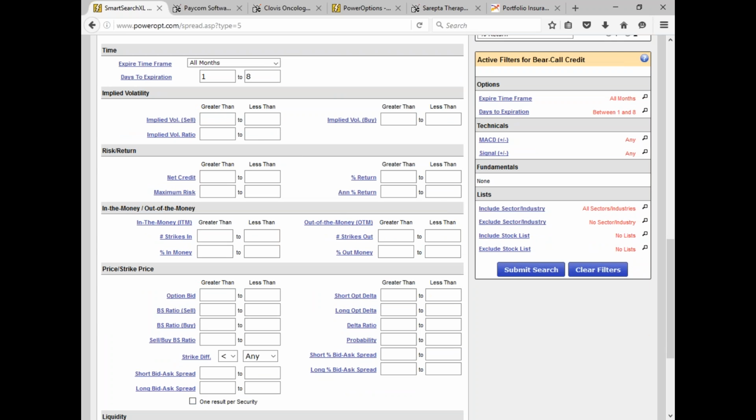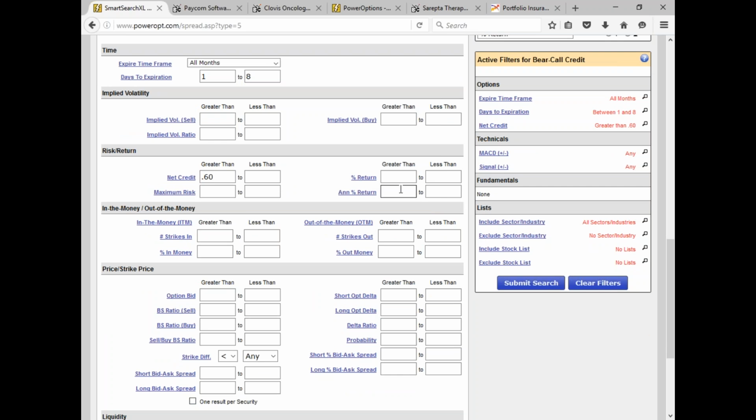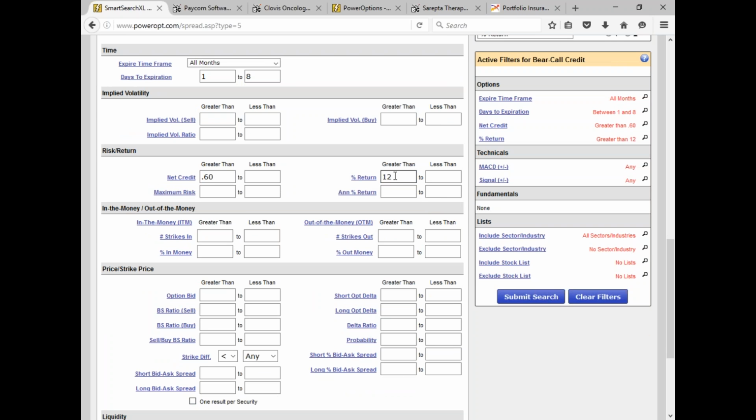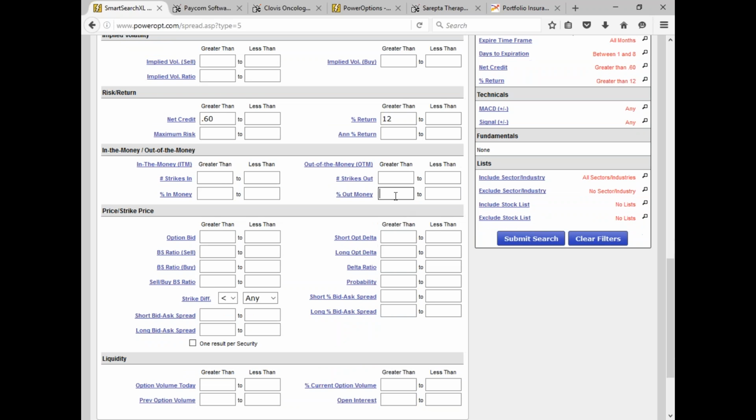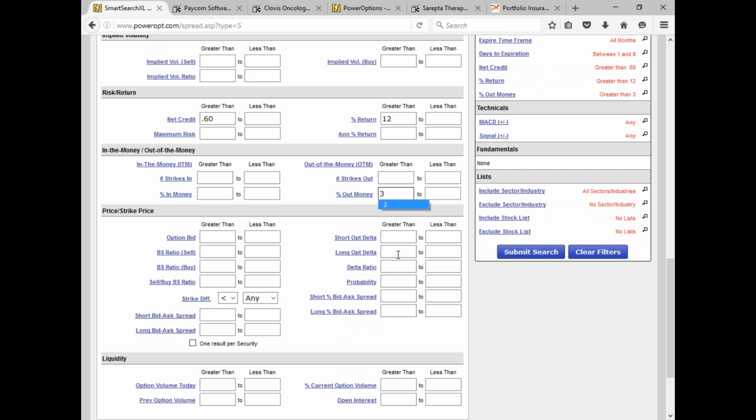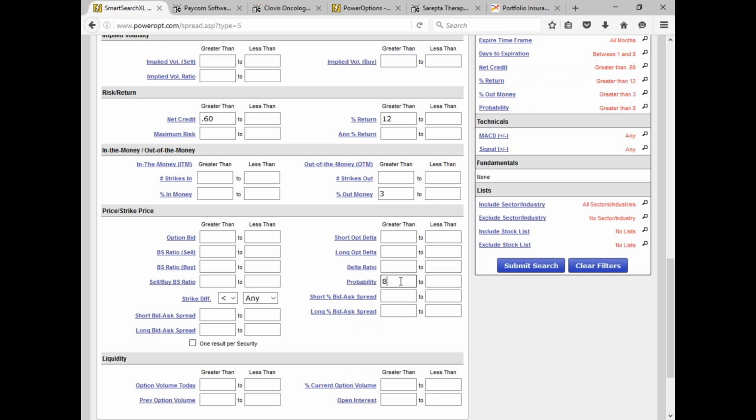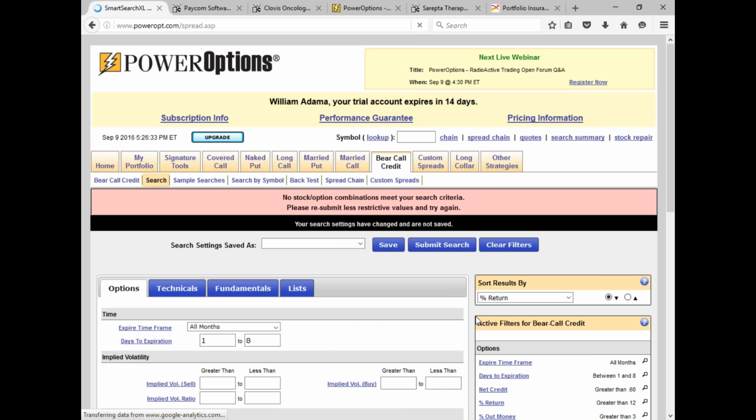You said that you found a 60-cent credit on a 5-point spread. All right, so that's going to be above about a 12% return. It's going to be higher than that, I know, but it's at least 11.1. So a net credit of 60, 12% return. I want to be at least maybe 3% out of the money with, let's call it, 80% probability. Okay, let's go ahead and see if anything exists for next week's expiration.